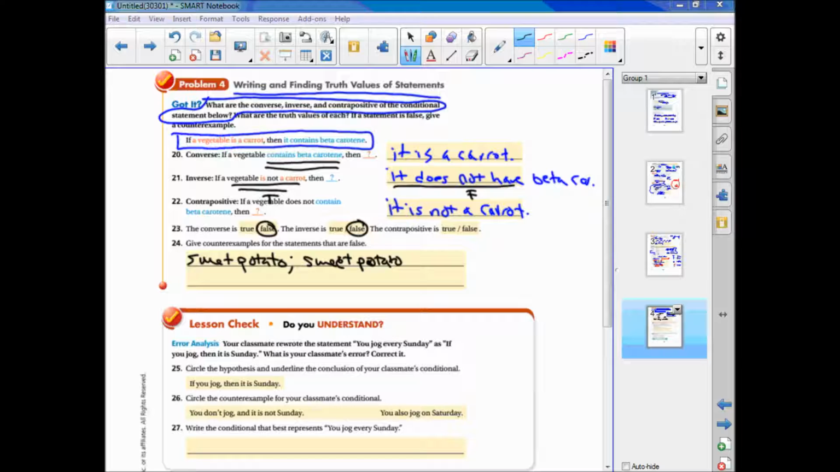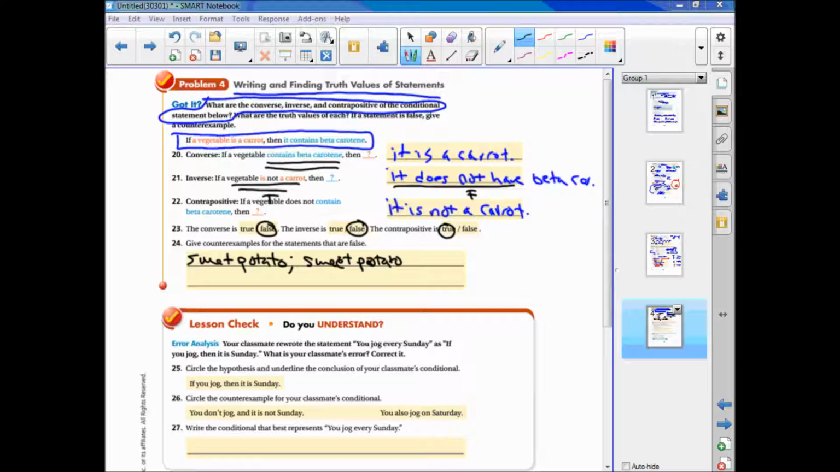Okay? All right, so the vegetable does not contain beta carotene. Can we think of a vegetable that does not contain beta carotene? Well, sure, a regular potato. Then does it make this part false over here? Oh no, a regular potato is not a carrot. All right, so there are some other vegetables that don't have beta carotene. A mushroom. So I can pick a mushroom here. A mushroom does not contain beta carotene, and it's also not a carrot. So this is a true statement.